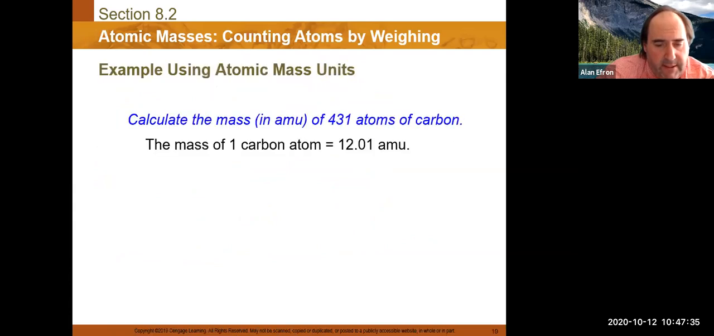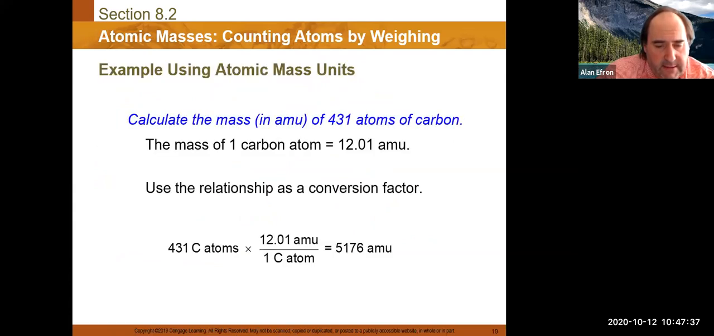So for example, here, if we wanted to calculate the mass in AMU of 431 atoms of carbon, again, we could go to the periodic table and get that number that's underneath. Like I just mentioned, we basically could use it as a conversion factor here. The atoms would cancel, and that would give us how much AMU there is, which is 5176 AMU.